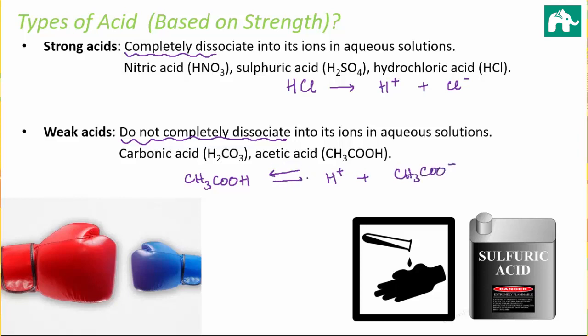This shows that it's not that it completely dissociates into these ions and they never recombine. Here the acid dissociates to form these ions, but these ions recombine to form the acid again. So in the case of weak acids, only a small fraction of the molecules ionize to hydrogen ions and acetate ions, and most of it remains as unionized acetic acid molecules. That's the major difference between strong acids and weak acids.